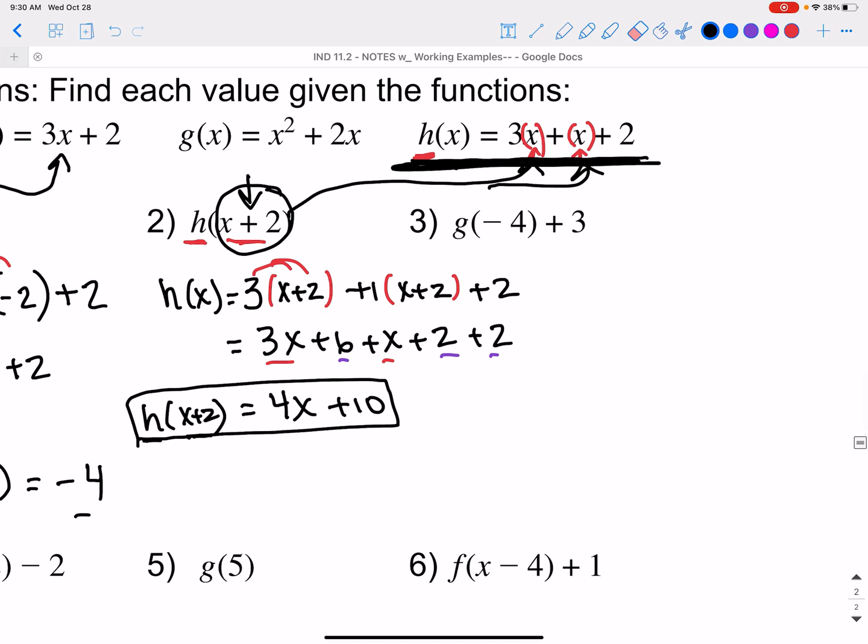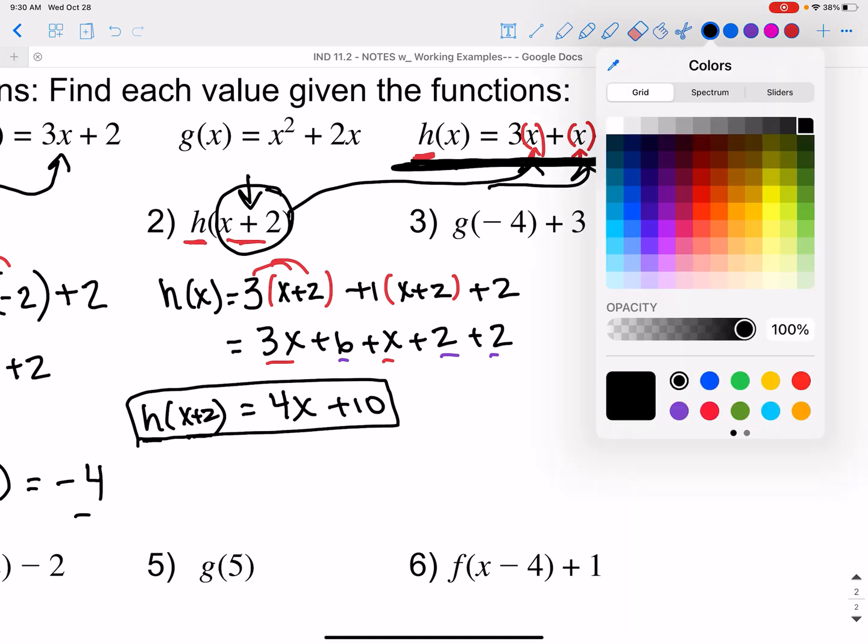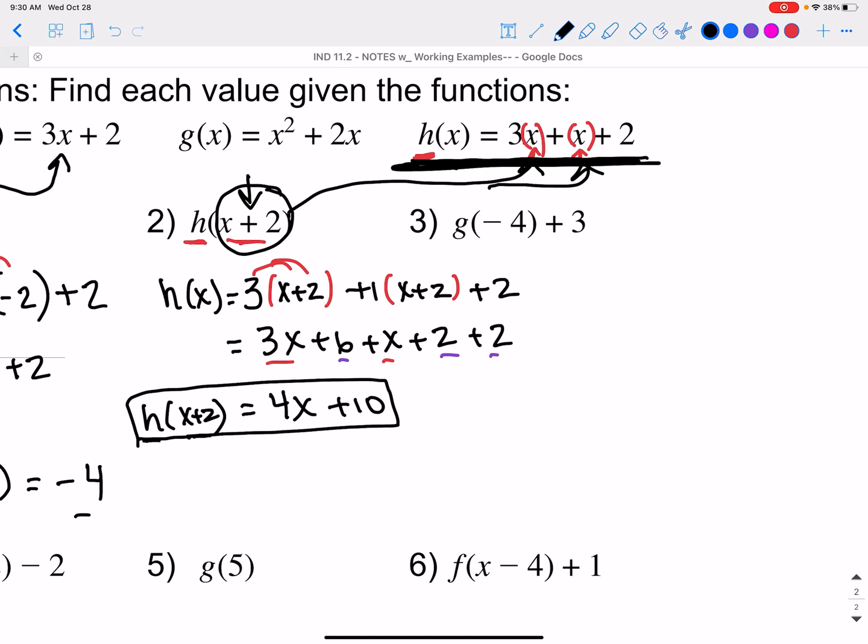Okay, so let's look at number 3 here. What all have I got going on? All right, so I'm using my g function, right? So I'm using my g function, which means I'm going to use this right here. This is my g function, and this is my ingredients. Okay, now this one gets a little tricky, but inside the parentheses is my ingredients. So if I come over to my g function, right, and I put brackets just around each x, I'm going to plug the ingredient negative 4 into where there's an x.